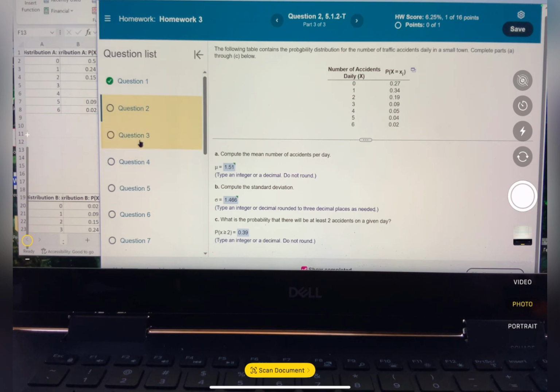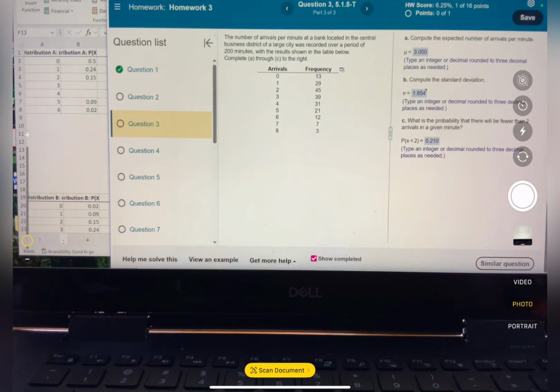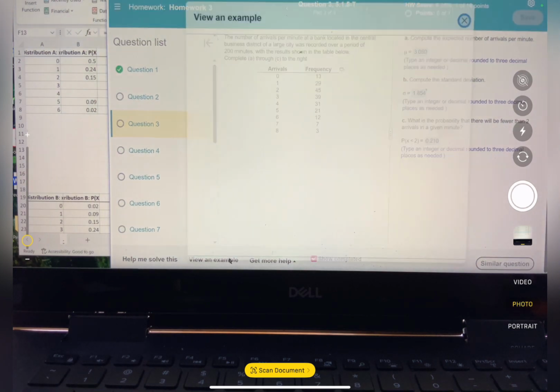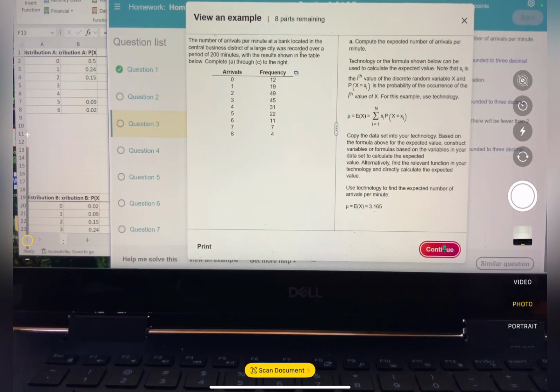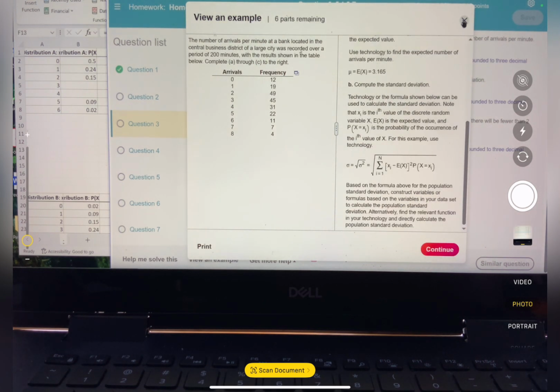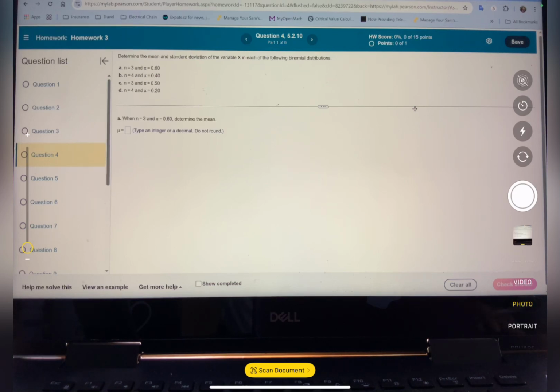Moving to question number 3. Well, it's gonna be exactly the same way. You already know what to do. Sigma, you have to do, let me look here. I think it's, yeah, I'm gonna do it the same way. Let me check this. Yeah, exactly one-to-one, same formulas you're gonna use. Okay, number 3 is also the same. So moving to number 4.